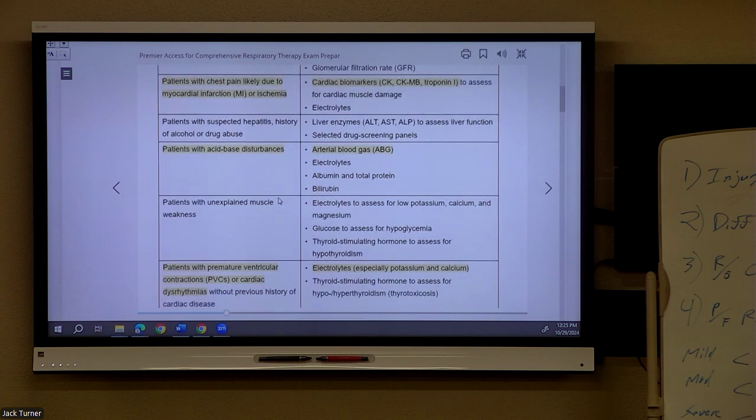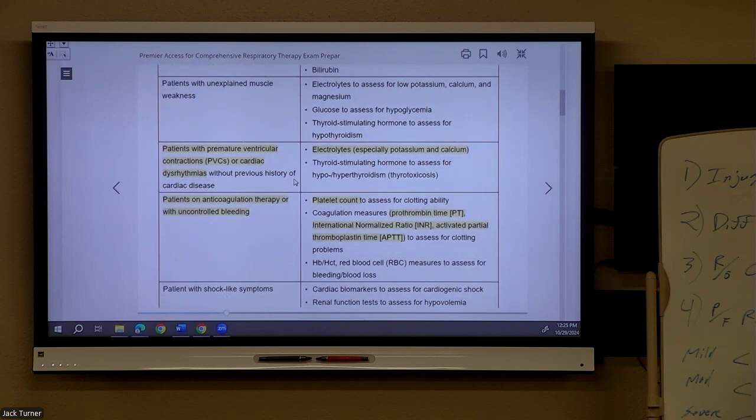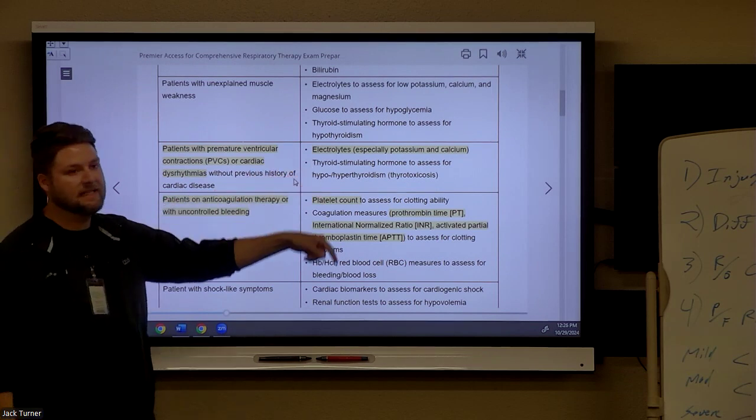Obviously, patients with acid-base disturbances get a blood gas. When in doubt, when you need to assess somebody's oxygenation or CO2, nothing beats a blood gas, right? It's the end all be all for that. If your patient's having PVCs or other types of cardiac arrhythmias, go ahead and check your electrolytes, right? Especially potassium.